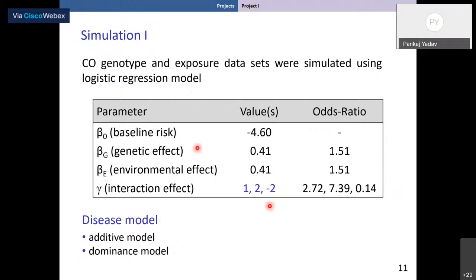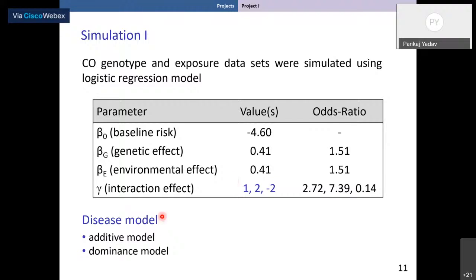Here I have considered a moderate genetic effect in my simulation, and I also used different interaction effects to simulate the data. Though I simulated the whole population, I simulated until the desired number of cases was reached. Both cases and controls were simulated, but if I remember correctly, I used 1,000 cases. The simulation was run until the 1,000 cases were obtained.